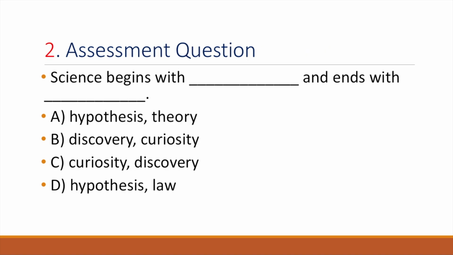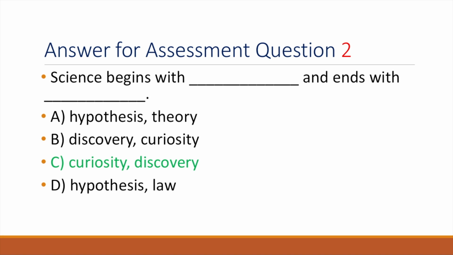Your second question is, science begins with blank and ends with blank. A, hypothesis and theory, B, discovery and curiosity, C, curiosity and discovery, or D, hypothesis and law. If you pick C, you are correct, curiosity and discovery.